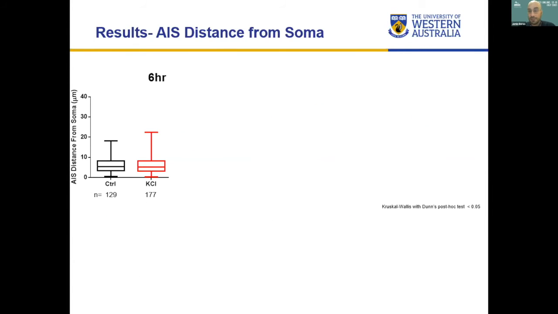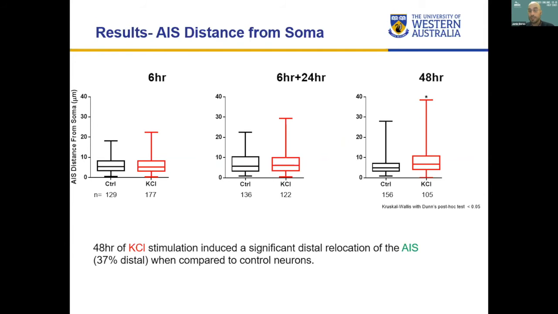And then when looking at the distance from the soma, we saw that 50 millimolar of potassium chloride stimulation induced a significant distal relocation in cortical neurons with 48 hours of stimulation. Again, this is seen to reduce neuronal excitability, and it has been seen before.